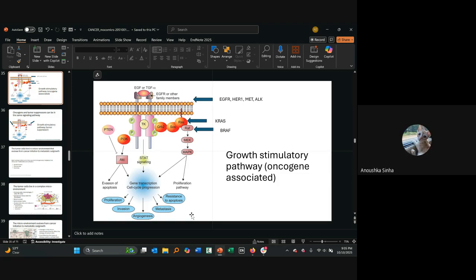I'm guessing that it would go down because in the figure it shows MEK leads to something called MAPK, and that leads to the proliferation. So inhibiting MEK would probably decrease cell proliferation. That's right, correct. Thank you.